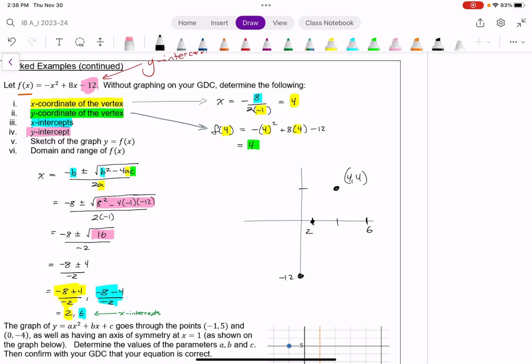And so I've got 4 points. I can make a rough sketch of this quadratic function. Again, all quadratic functions make a parabola. There's my quick sketch of f of x.